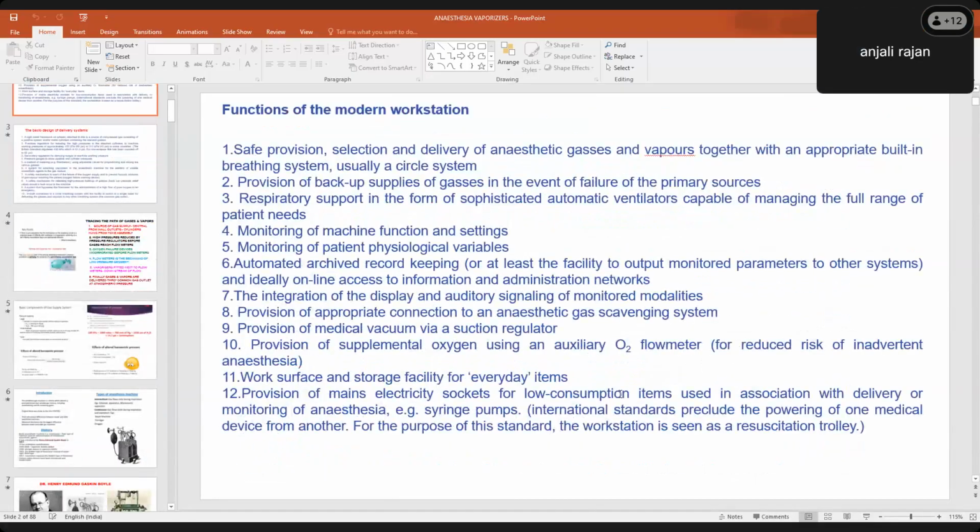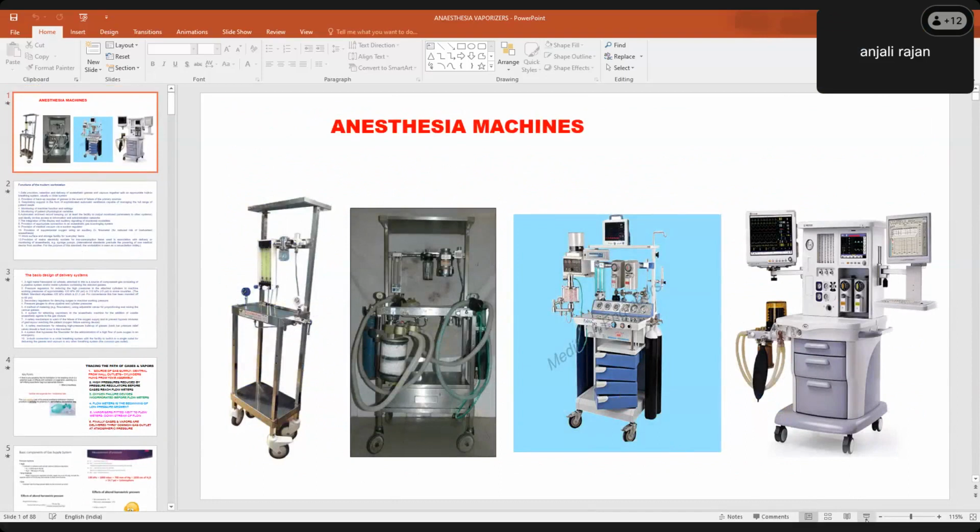Okay. Is it visible? Yes, sir. Okay. So can any one of you identify this machine and tell me the name of this machine? Boyle's apparatus. Boyle's apparatus, original Boyle's apparatus.